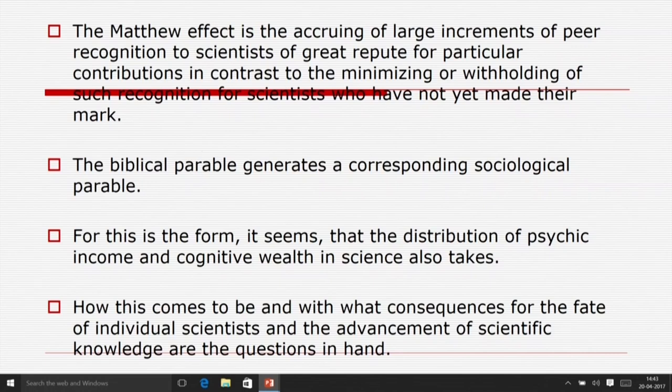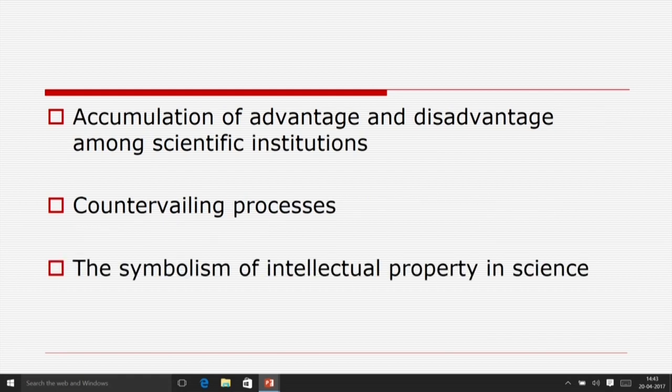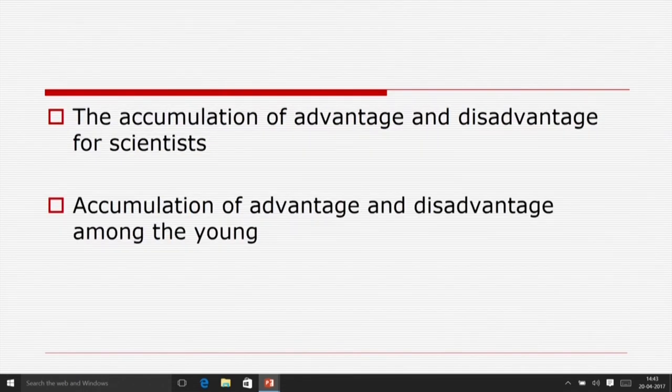From here onward, we will move on to the accumulation of advantage and disadvantage for scientists, then among the young scientists, junior scientists, graduate students, PhD students. Then we will move on to accumulation of advantage and disadvantage among scientific institutions, research organizations, research institutions and so on, followed by countervailing processes and the symbolism of intellectual property in science. Okay? Now, let us start with the accumulation of advantage and disadvantage for scientists.